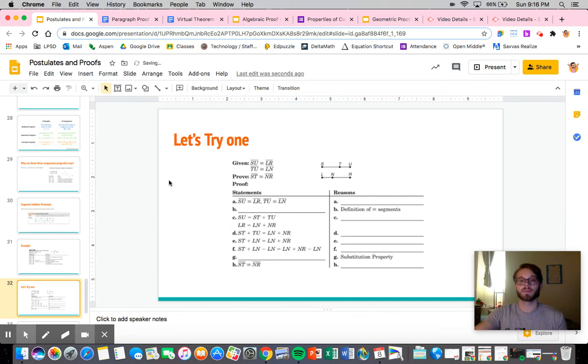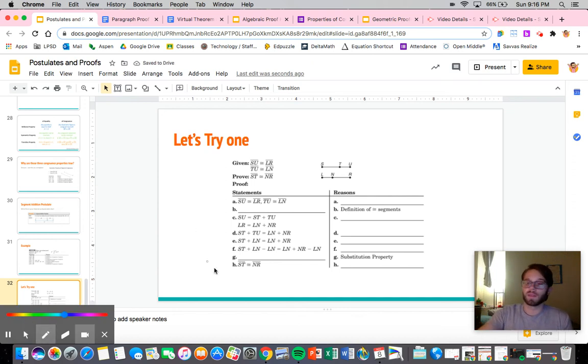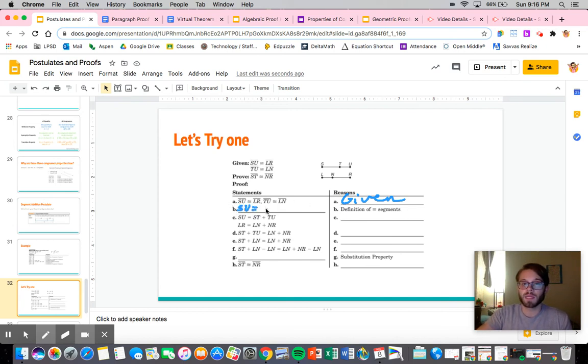So let's try it. Obviously, the first thing that we are told is the given. Okay, now what are we going to do? Definition of congruent segments. So all we're going to do is rewrite them as the measurements. SU is equal to LR. TU is equal to LN. Okay, definition of congruent segments.